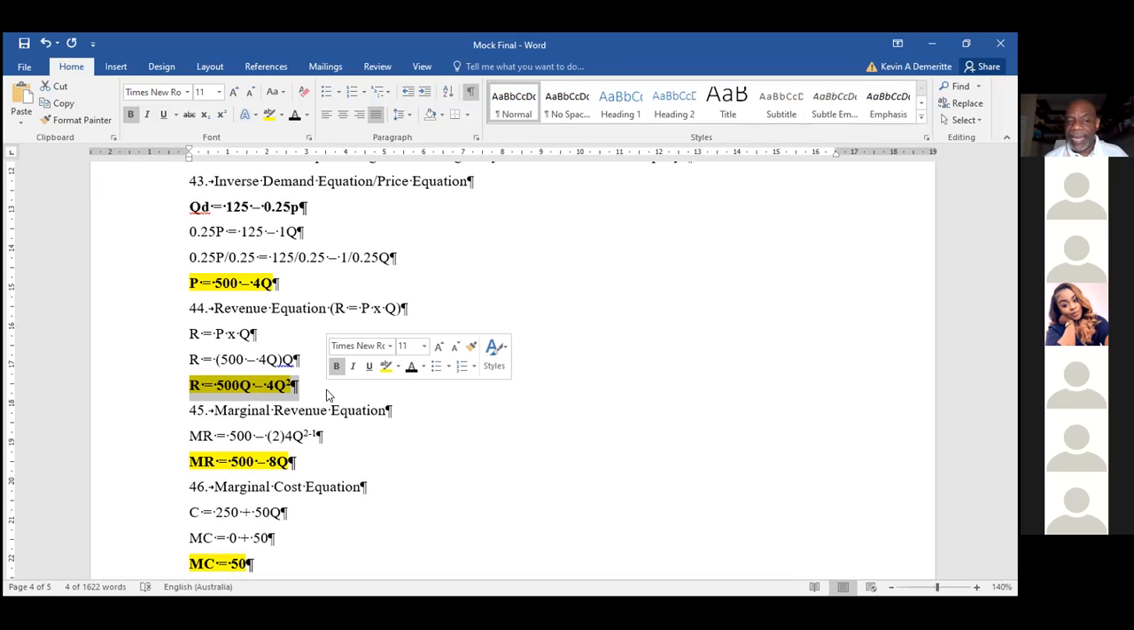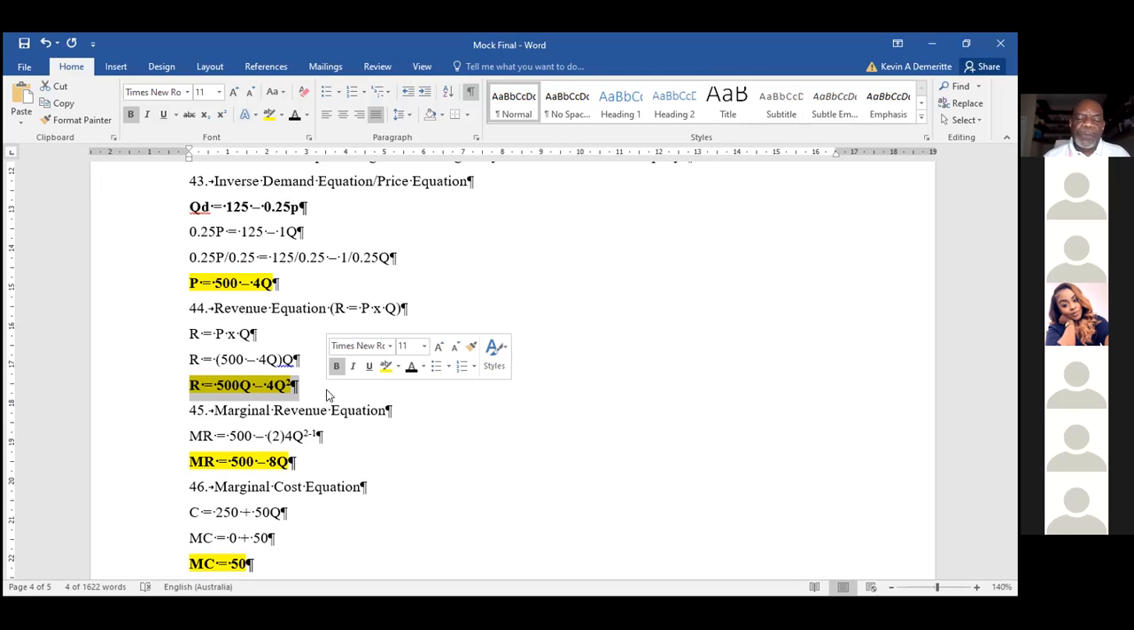Then rule number 3 says that if you have in your function some variable, some letter raised to a power, it could be raised to the power 2, raised to the power 3 or 5 or whatever it is, it could be raised to the power of a half. But whatever it is, if it's raised to some power, this is how you deal with it. If you have in your function a piece where you have a letter that's raised to some power, in our case, we have a q squared.